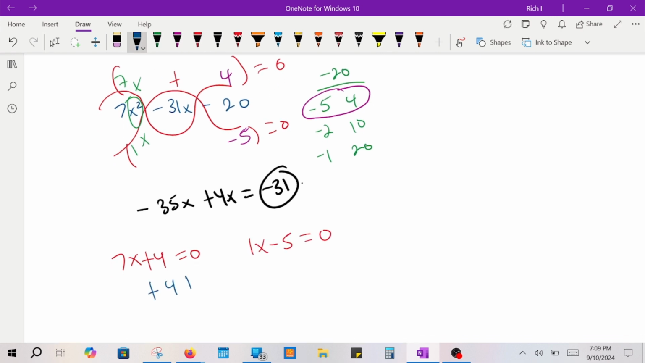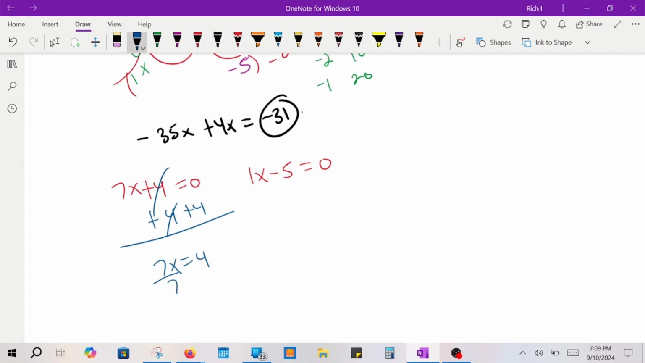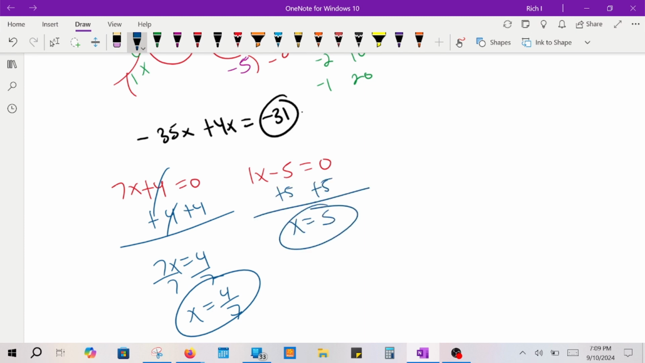We're going to subtract 4 from both sides. The 4's cancel, and we're going to get 7x is equal to negative 4. You have to divide both sides by 7. We're going to get x is equal to negative 4 sevenths. That's one of our answers. And then over here, all we have to do is add 5 to both sides, and we get x is equal to 5. Those are our answers.